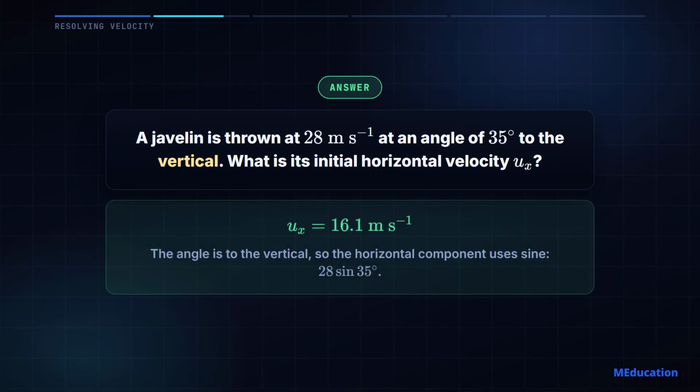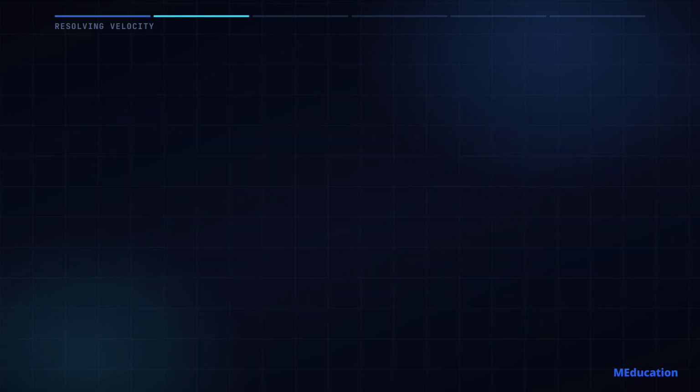It is 16.1 meters per second. Because the angle is given to the vertical, not the horizontal, the horizontal component is now the side opposite the angle. Therefore, you must use sine, not cosine. Always draw a quick triangle in the exam to avoid this trap.